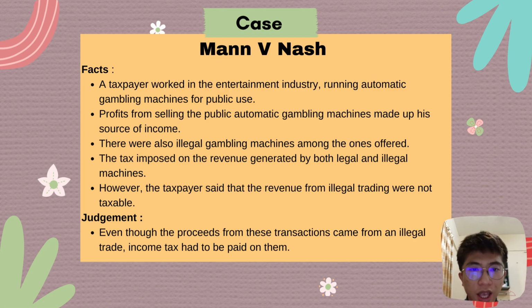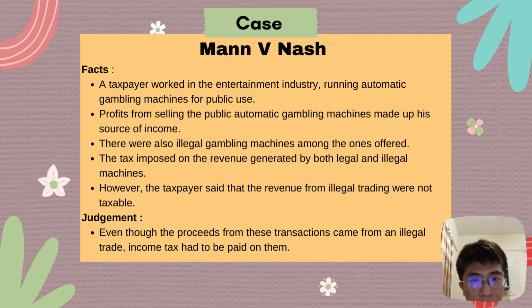Okay, for this case, the taxpayer worked in the entertainment industry, running automatic gambling machines for public use. The profit from the public automatic gambling machines was the source of his income. There were also illegal gambling machines among the ones offered, so there were legal and illegal gambling machines in this case. The tax was imposed on the revenue generated by both legal and illegal machines.